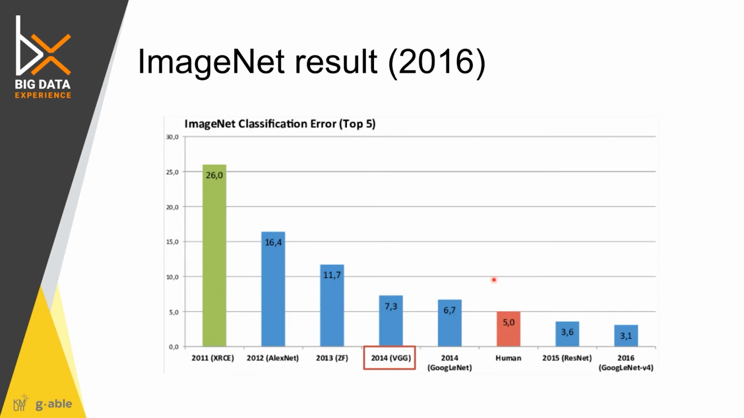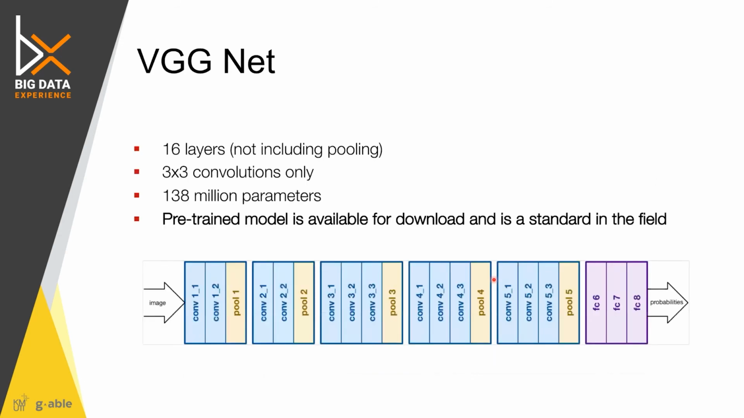Let's look at VGG, which is a good starting point for understanding convolutional networks. VGGNet consists of 16 layers. It's 16 convolutional layers, excluding pooling layers. And the mask is only 3 by 3, so it will perform a 3 by 3 mask convolution on each layer. In total, there are 138 million parameters to learn. And there is actually a pre-trained model which you can download and use to test out.